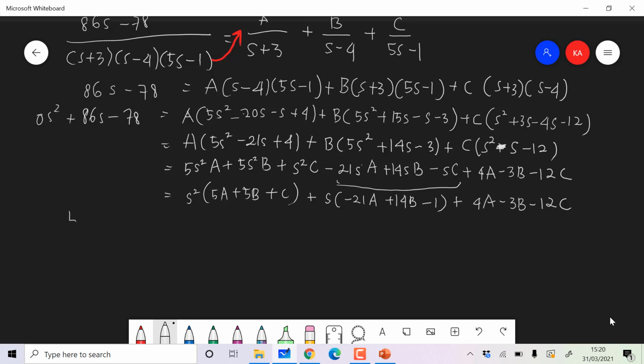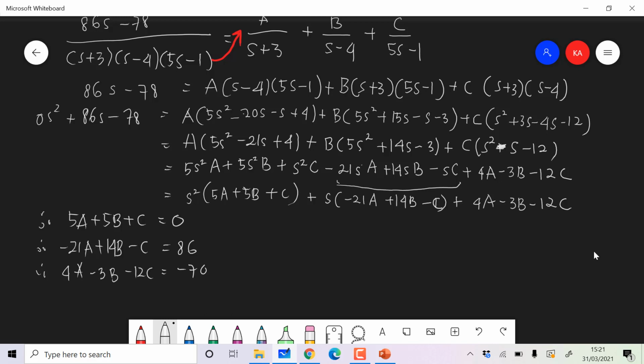Okay, so 5A plus 5B plus C is equal to 0. And then for this one, minus 21A plus 14B minus C is equal to 86. And then 4A minus 3B minus 12C is equal to minus 78. So you can use elimination here, and you will get that A is equal to minus 3, B is equal to 2, and C is equal to 5.